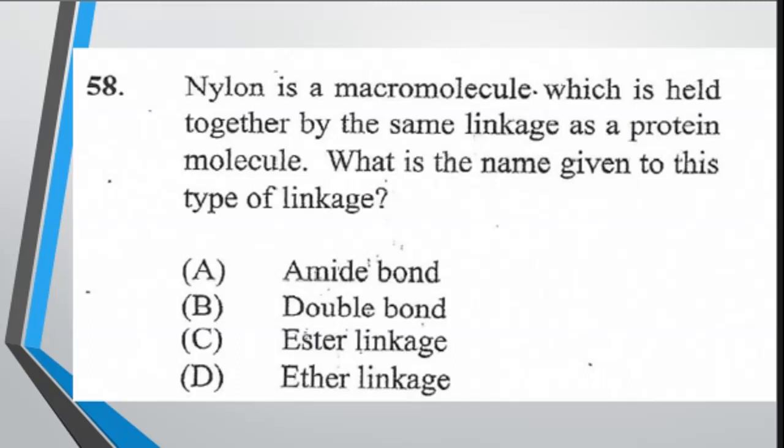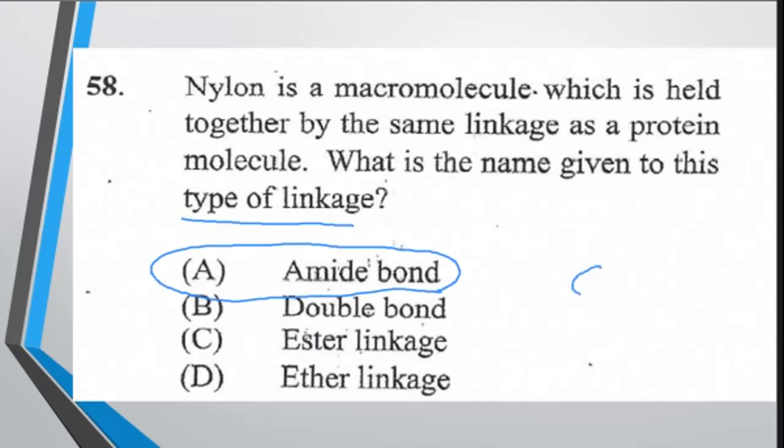So they're telling you that inside the nylon, you have the same thing that you would have inside of the protein. And inside proteins, we have polypeptides or polyamides. So they ask you, what is the name given to this type of linkage? Oh, I give away the answer. The answer is A as in apple, an amide bond.